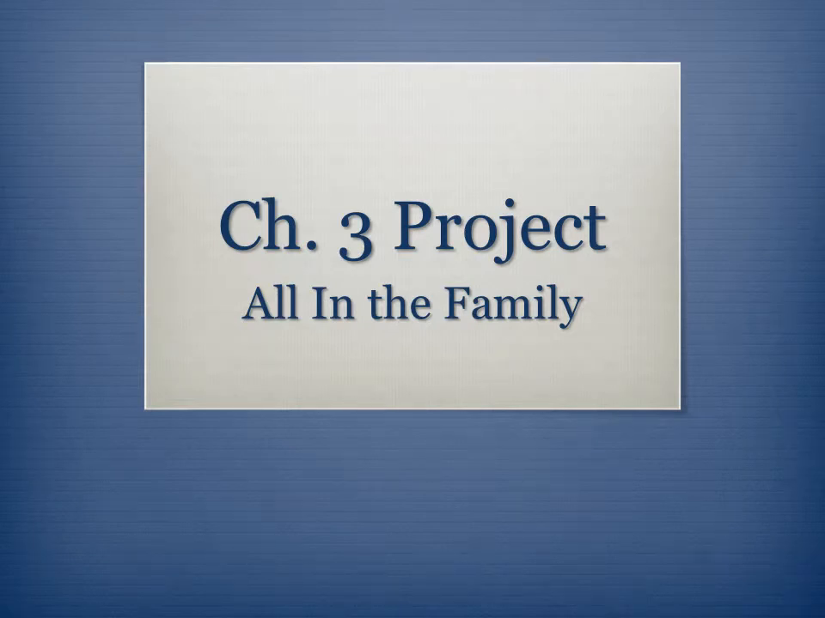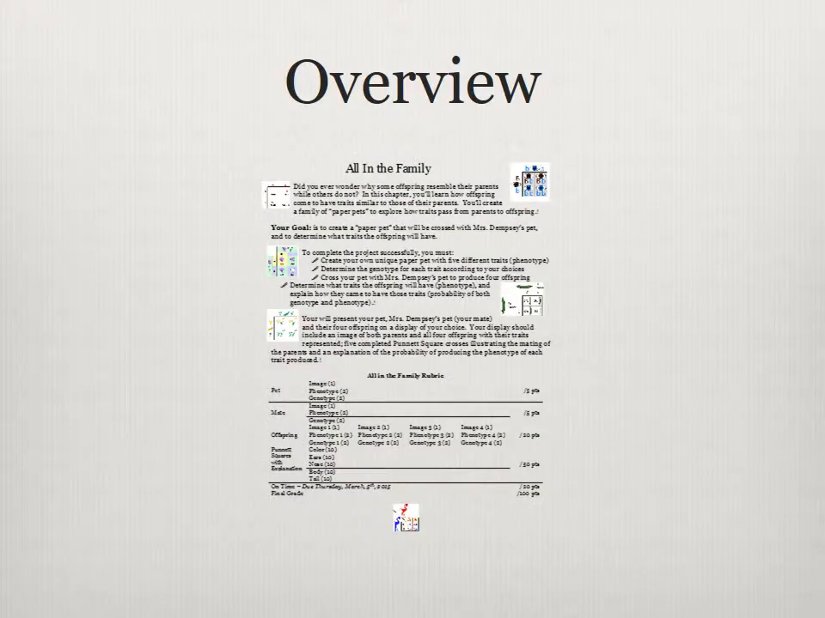All right, so we have our chapter 3 project, and it's all in the family. So we know that we're in the book Cells and Heredity. In chapter 3, we are talking about inheritance. So we're actually going to be looking at how traits are passed on from parent to offspring.